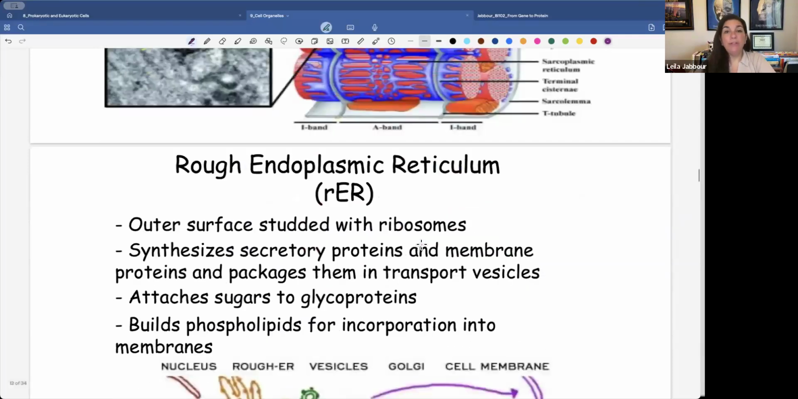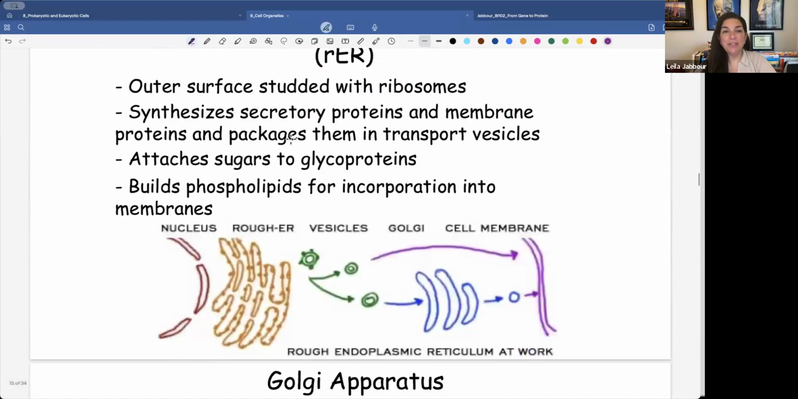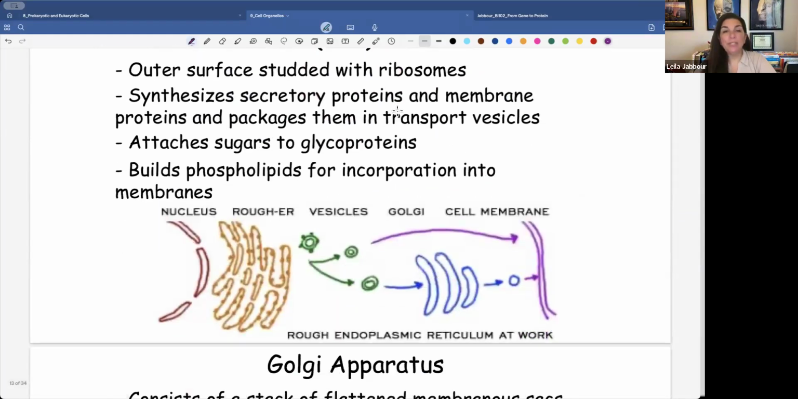Okay. In the rough endoplasmic reticulum, this is where we synthesize secretory proteins and membrane proteins and package them into transport vesicles. This is also where we build phospholipids for their incorporation into the membranes. So you see how the vesicles come off and then move from one organelle to the next. So here from the ER to the Golgi, and then the vesicle plops off again and moves towards the membrane.